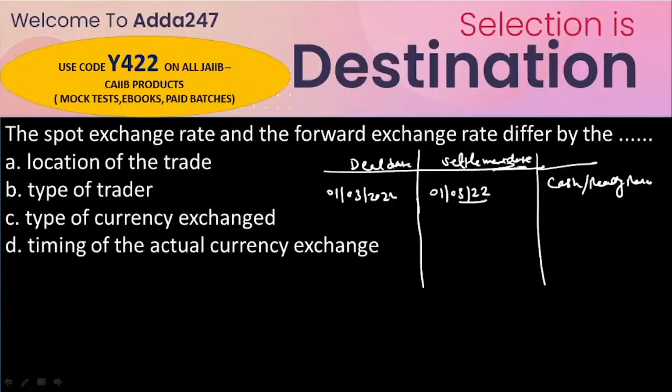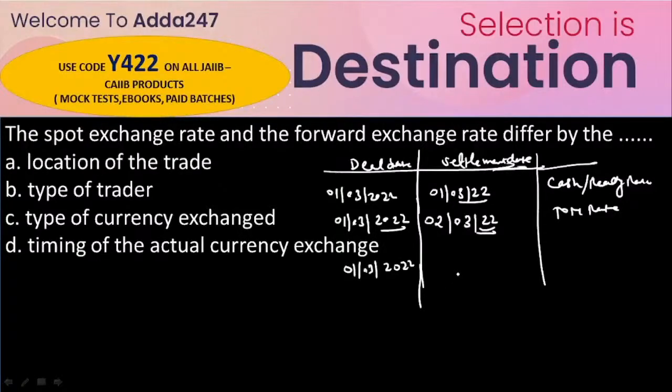Okay. After that, suppose that this person went to the bank on the same date, that is 1 March 2022, and the exchange of the currency takes place on the 2 March 2022, then it will be known as a TOM rate, or say tomorrow rate. The deal date is the same for every example I am putting here. So if the settlement of this exchange of the currency takes place on the 3rd March 2022, then it will be known as a spot rate.